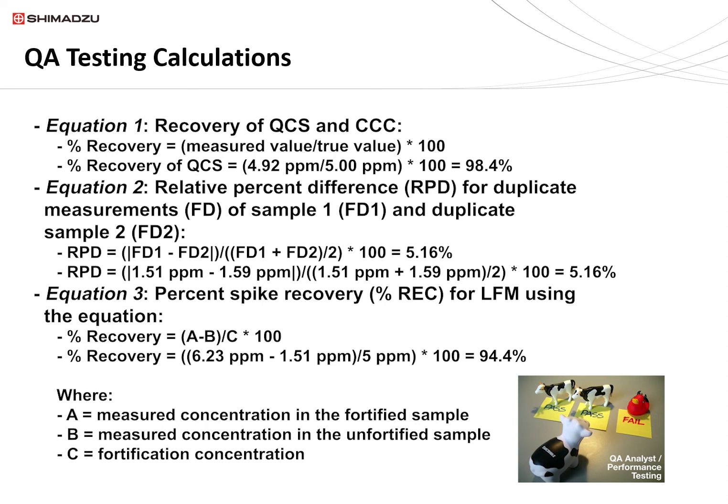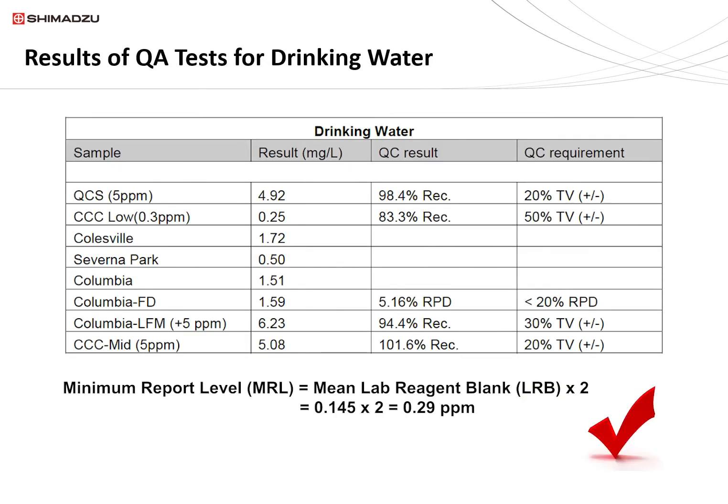Equation 3 is a percent spike recovery. Percent spike recovery is A minus B divided by C times 100. A is the measured concentration in the fortified sample, or the spike. B is the measured concentration in the unfortified sample, or the original sample, and C is the fortified concentration. So we measured 6.23 ppm in the spike sample minus 1.51 ppm in the original sample, divided by the spike concentration of 5 ppm, which gave a recovery of 94.4%.